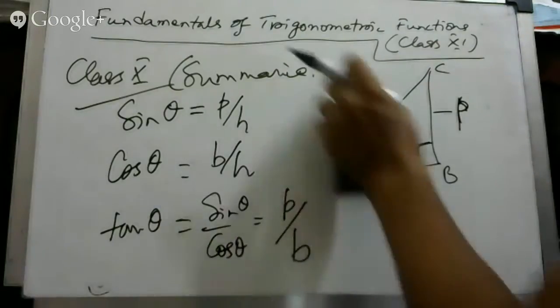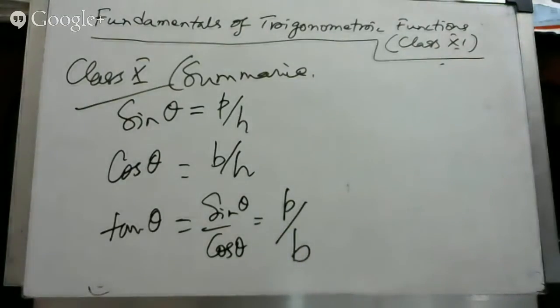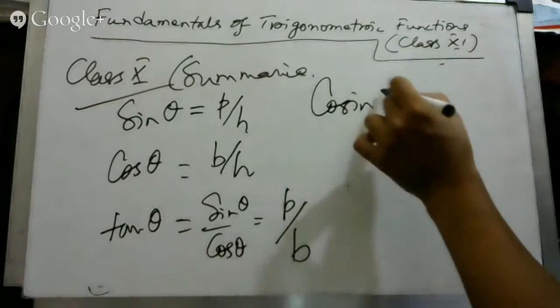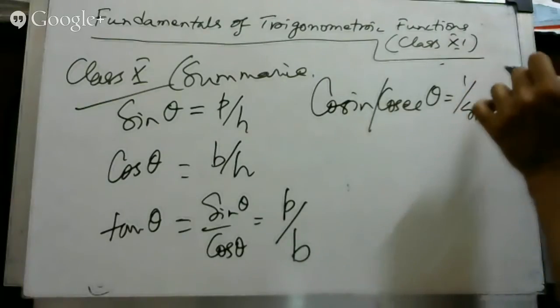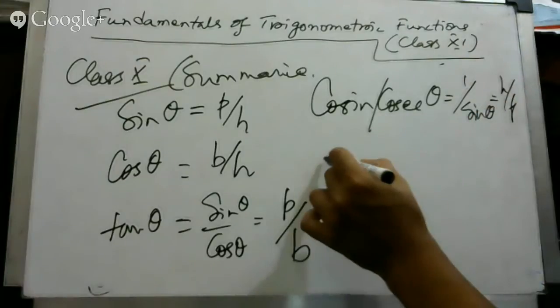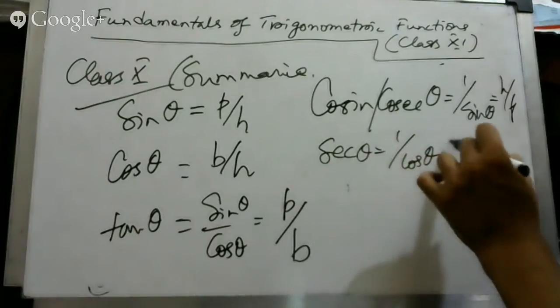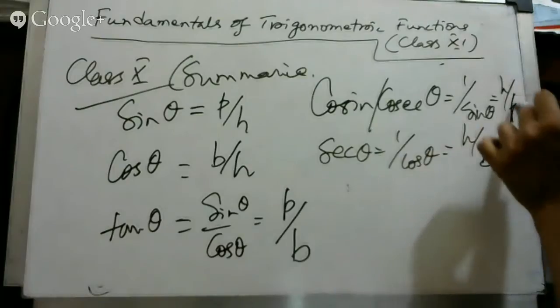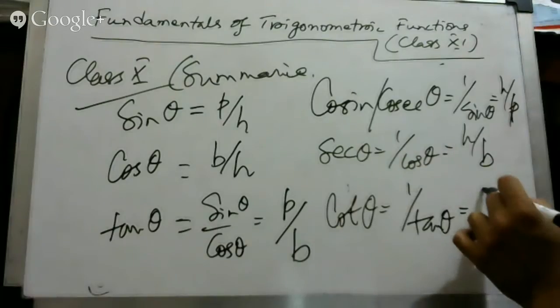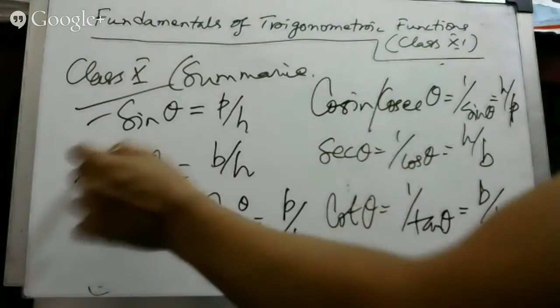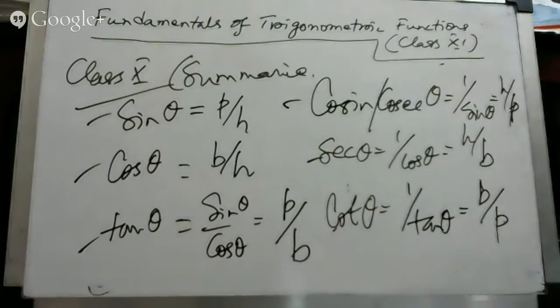And similarly, we have the other three ratios. Cosec theta is 1 by sine theta, which is H by P. Then we have sec theta, which is 1 by cos theta, which is H by B. And then cot theta is equal to 1 by tan theta, which is B by P. So these are the 6 different ratios, and they will be continued in class 11, but these formulas will be continuously referred to as we go to more advanced sections of trigonometry in class 11.